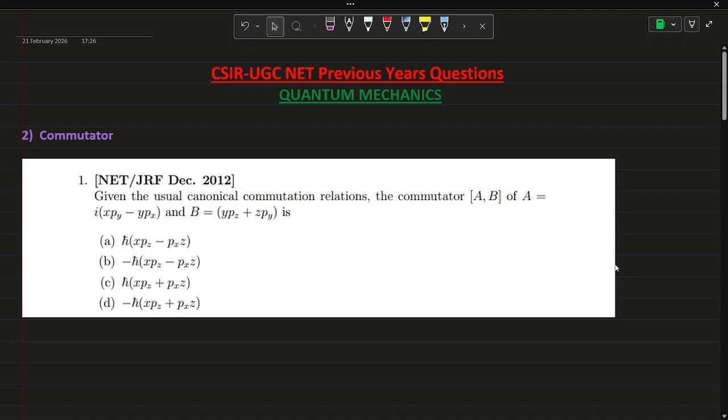Now let's start the second topic of quantum mechanics, in which we are solving previous year questions of CSIR-UGC NET. The second topic is commutator. In this part, we will solve at least 10 questions, so we will divide this video in two parts, maybe 5 questions in the first part and 5 in the second part. Without wasting time, let's start to solve the questions.